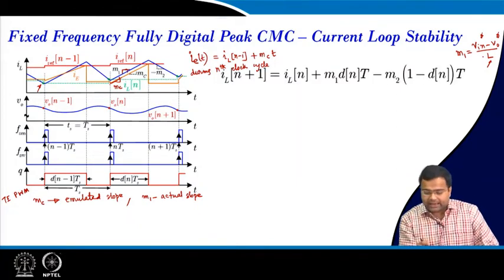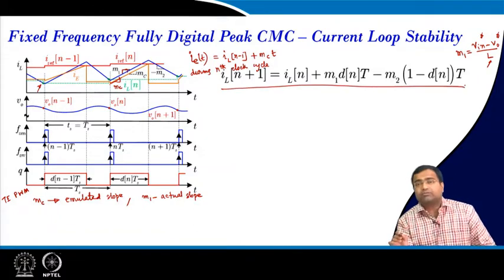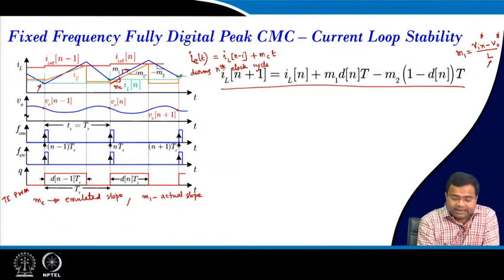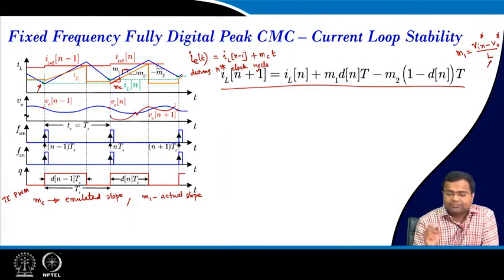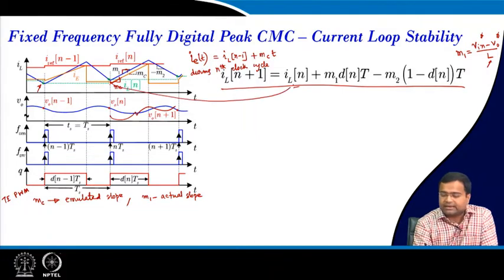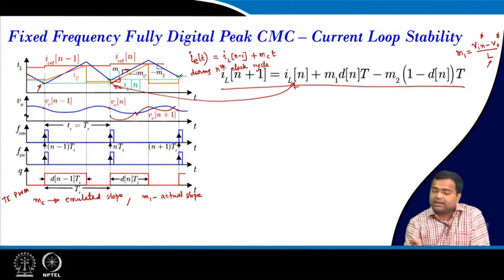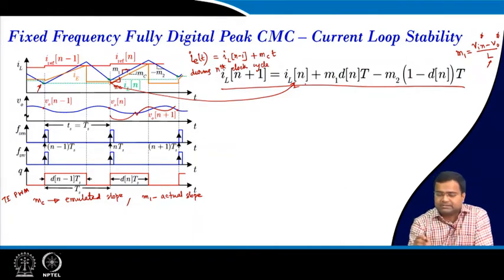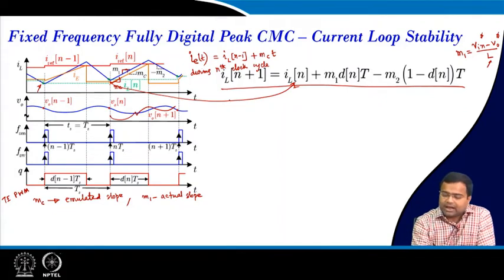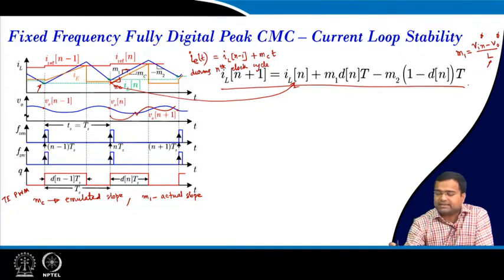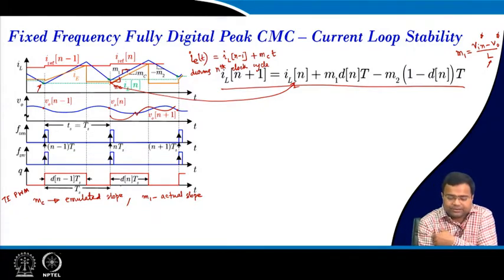So again, this is the basic equation of the current loop that we have derived. If you take the nth cycle, let us say this is my nth cycle, the starting value is I_L[n], the initial value of this cycle. Then, as we have seen in the previous few slides, I_L[n+1] is I_L[n] plus m1 d[n]T minus m2 (1 minus d[n])T, where d[n] is the duty ratio for this cycle.